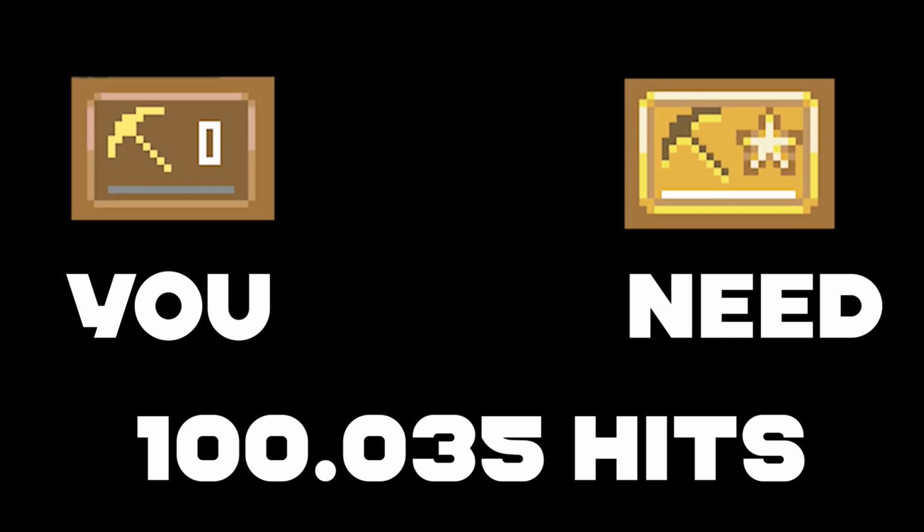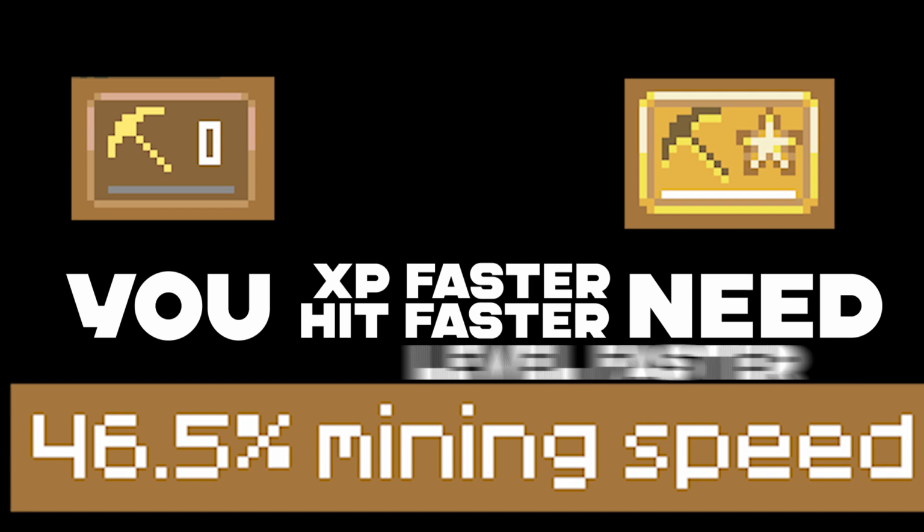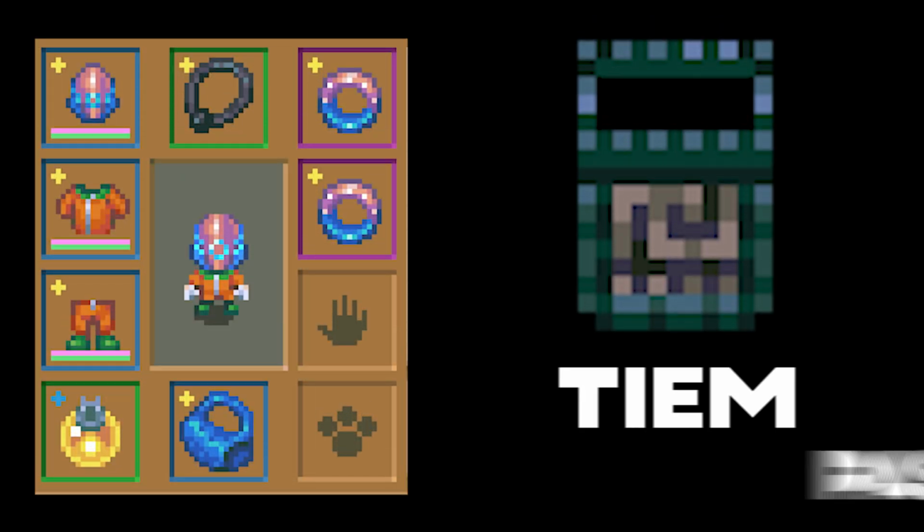Small summary. You get 1 XP per hit. You don't need to break a wall to get experience. You need 100,035 hits to level from 0 to 100. So we boost our mining speed to hit faster, to get XP faster, to level faster. The new method requires nothing but a setup, some maze walls, time, and patience. At the moment I see no possible way it could be leveled faster than this.